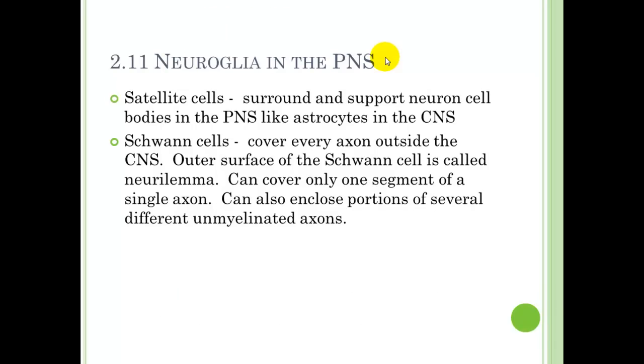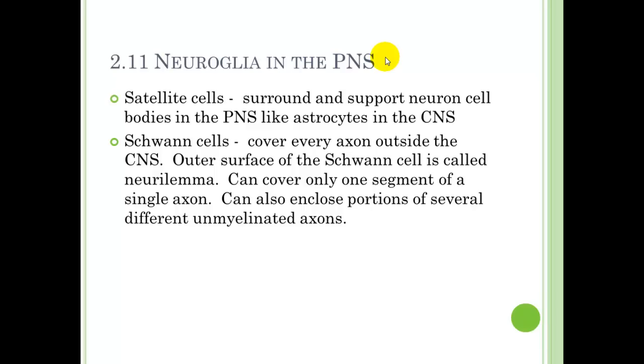Neuroglia in the peripheral nervous system, we have a couple different types. We have satellite cells, which surround and support neuron cell bodies in the peripheral nervous system, like astrocytes do in the central nervous system. And then we have Schwann cells, and they cover every axon outside of the CNS. The outer surface of the Schwann cell is also called the neurolemma. It can cover only one segment of a single axon.